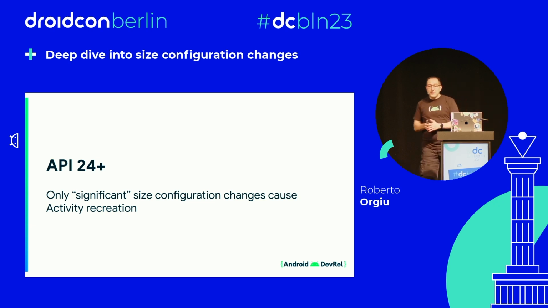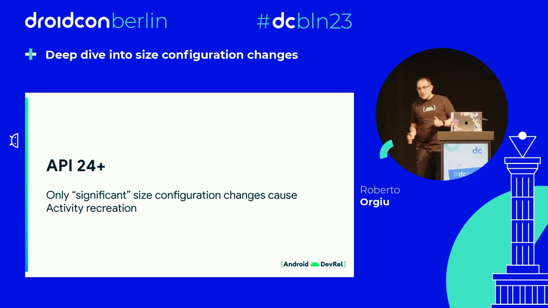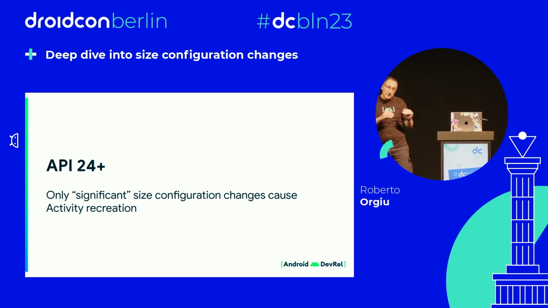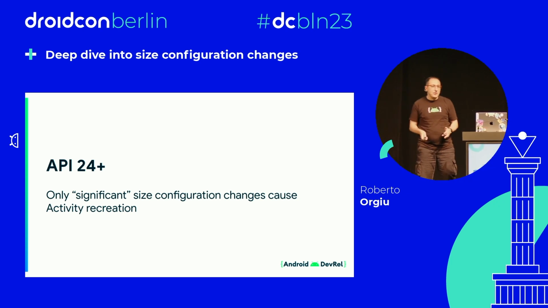So starting from API 24, only significant size configuration changes cause an activity recreation. So only if we change the bucket, we'll see our activity being recreated. Again, that doesn't mean that a configuration change is not happening. It's still happening. It's just not significant enough to trigger a full activity recreation.